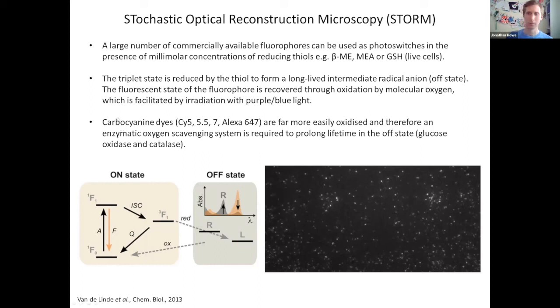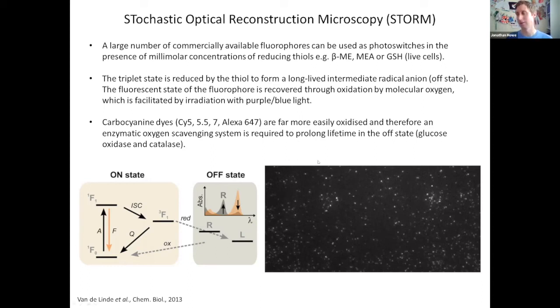So I should warn you that some of the dyes that are the brightest dyes are also far more easily oxidized, and therefore in order to shelve enough molecules in the off state, you have to use oxygen scavenging systems such as glucose oxidase and catalase. But this is just another component of the so-called blinking buffer. And actually there's been quite a lot of development in blinking buffers in recent years. So now there are STORM buffers that work for many different fluorophores simultaneously.